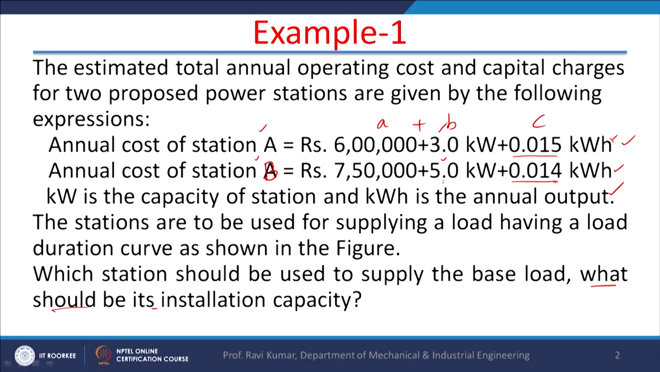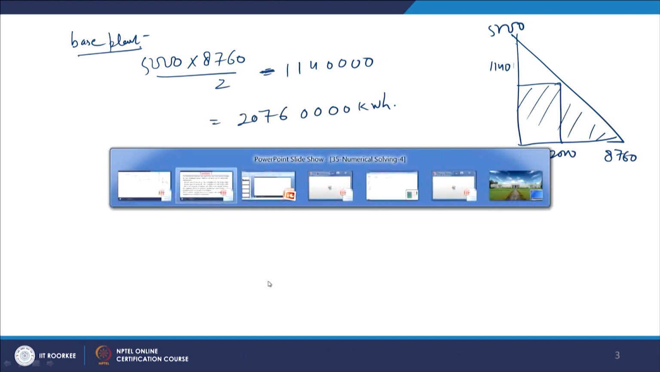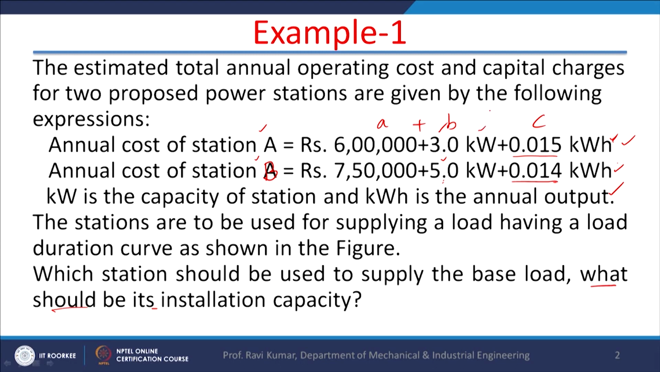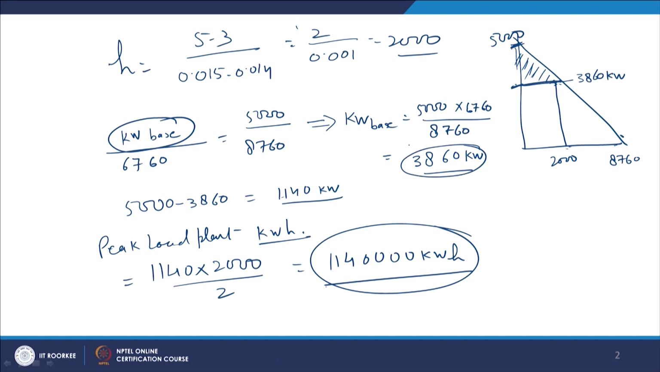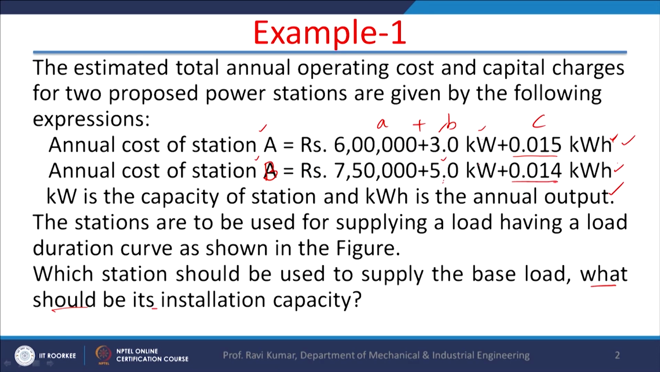We know the output of this, we know the output of this, right. Now, after this, two things, the rest of the information is already with us. We know the value in kilowatts: it is 3860 for the base load and 1140 for the peak load plant, right. So, we know the power generation capacity of both the plants, and we know the annual energy generation also. Now, we can find the annual cost of station B and the annual cost of station A.